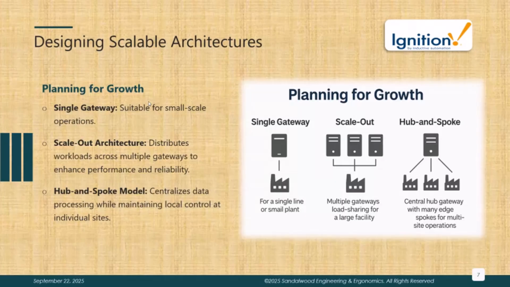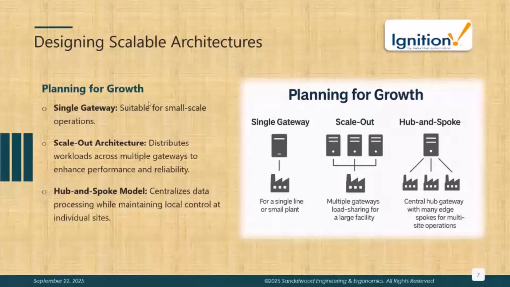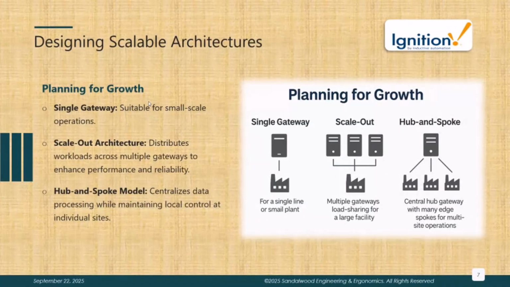The single gateway is best for a single production line, a small plant, or a pilot project. As an example, let's say we have a corn husker or some sort of farming application where we have one line, and we just want to do a test to validate if the data is meaningful and useful. We can just start out with a single gateway and then expand. The scale out is taking that approach and building on it, where multiple gateways share the workloads, almost acting like a load balancer. So here we can improve performance and reliability.